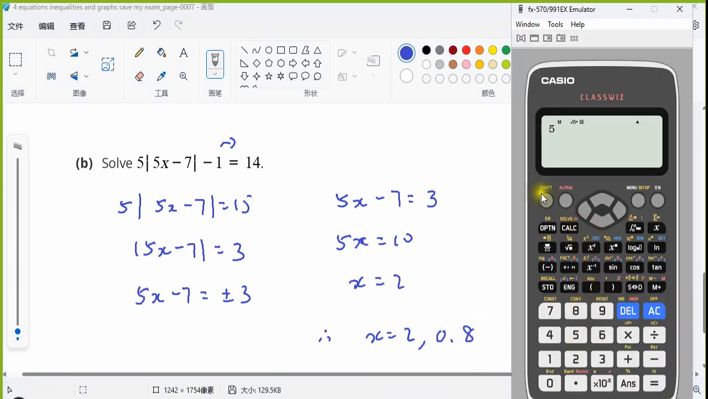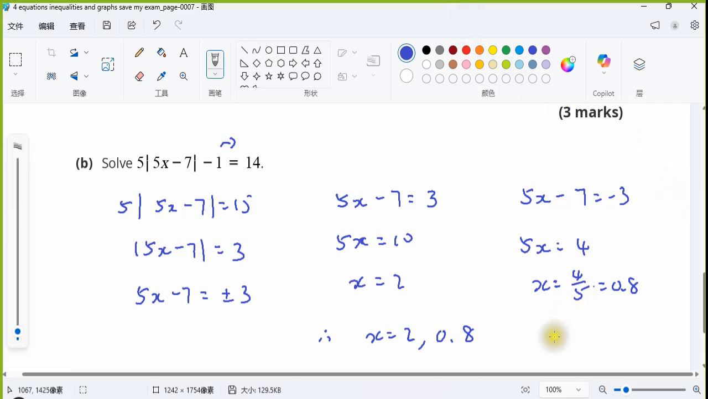So we have 5 ABS 5x minus 7 and then minus 1. When it is 2, it is 14. When it is 0.8, also 14. But if it is other value, then it won't be 14. So 2 and 0.8.